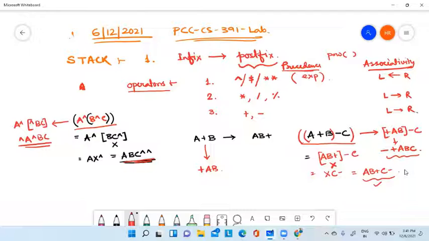Now we can use both postfix and prefix to evaluate the value, but infix expression is difficult to evaluate because for an infix expression we need to understand the BODMAS rule, or we have to implement the BODMAS rule in our hardware, which is very difficult.